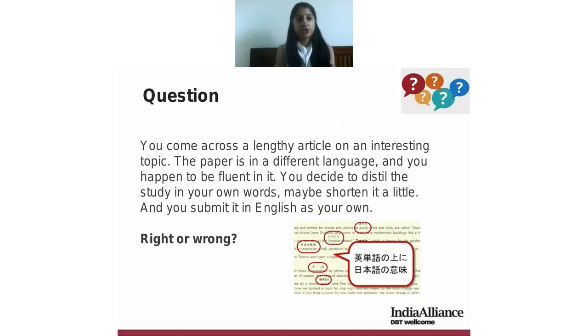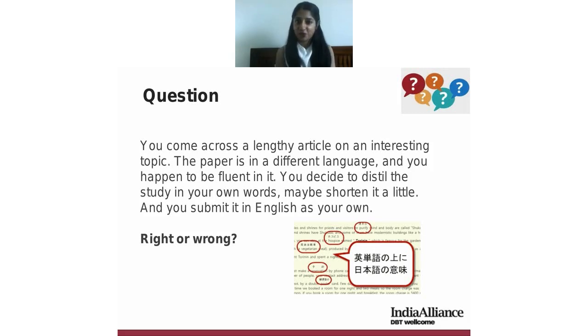Okay, another question. You come across a lengthy article on an interesting topic. It's in a different language. Maybe it's in Hindi, maybe it's in Chinese, and you know that language. You decide to distill the study in your own words, maybe even shorten it a little, and then you decide to submit it in English as your own. Is this correct?